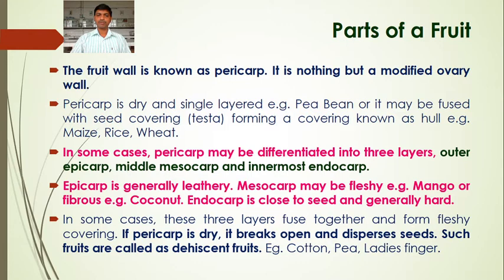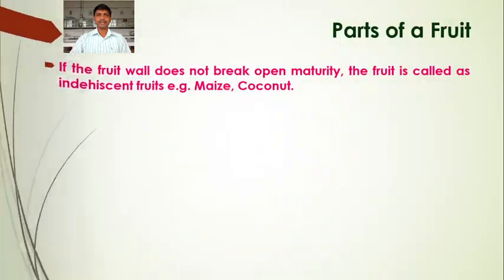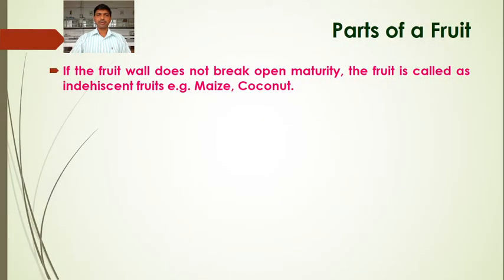So these are the examples of the dehiscent fruits. So what are dehiscent fruits? Those fruits whose pericarp is dry, it breaks open and disperses seeds. Such fruits are called dehiscent fruits. Next type: if the fruit wall does not break open at maturity, the fruit is called an indehiscent fruit. For example, maize, coconut. So these fruits do not break open. Their fruit wall, that is the pericarp, does not break open at maturity. So such fruits are called indehiscent fruits.